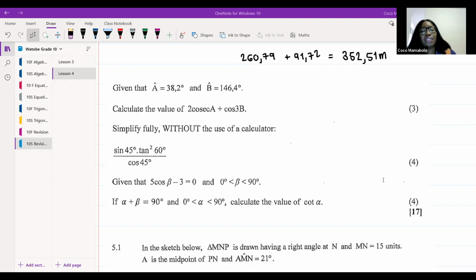So the next question says, given that A is 38,2 degrees and B is equal to 146,4 degrees, calculate the value of 2 cosec A plus cos 3B. I'm going to leave you guys to do this one. I'm just going to remind you that the cousin of cosec is sine. That's all I'm going to do. Okay, you've got 2 minutes. Pop your answer in the chat when you're done. And remember what this means. Remember, if there's a 2 in front, what does that mean? I'm actually multiplying 2 with cosec. So that's going to change up how we write the answers.